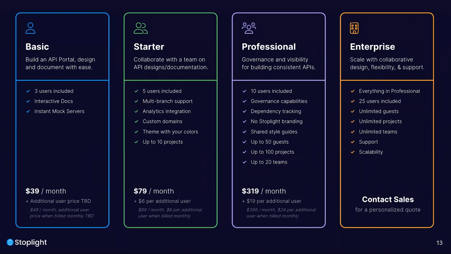And lastly, with Stoplight's enterprise subscription plan, your subscription includes 25 users, unlimited projects, unlimited external guests, and unlimited teams. You also gain the ability to access volume license discounts when purchasing additional user licenses. You have additional invoicing flexibility and custom payment terms. And finally, you have enhanced onboarding and training engagements with our customer success team and enhanced priority for your support cases.